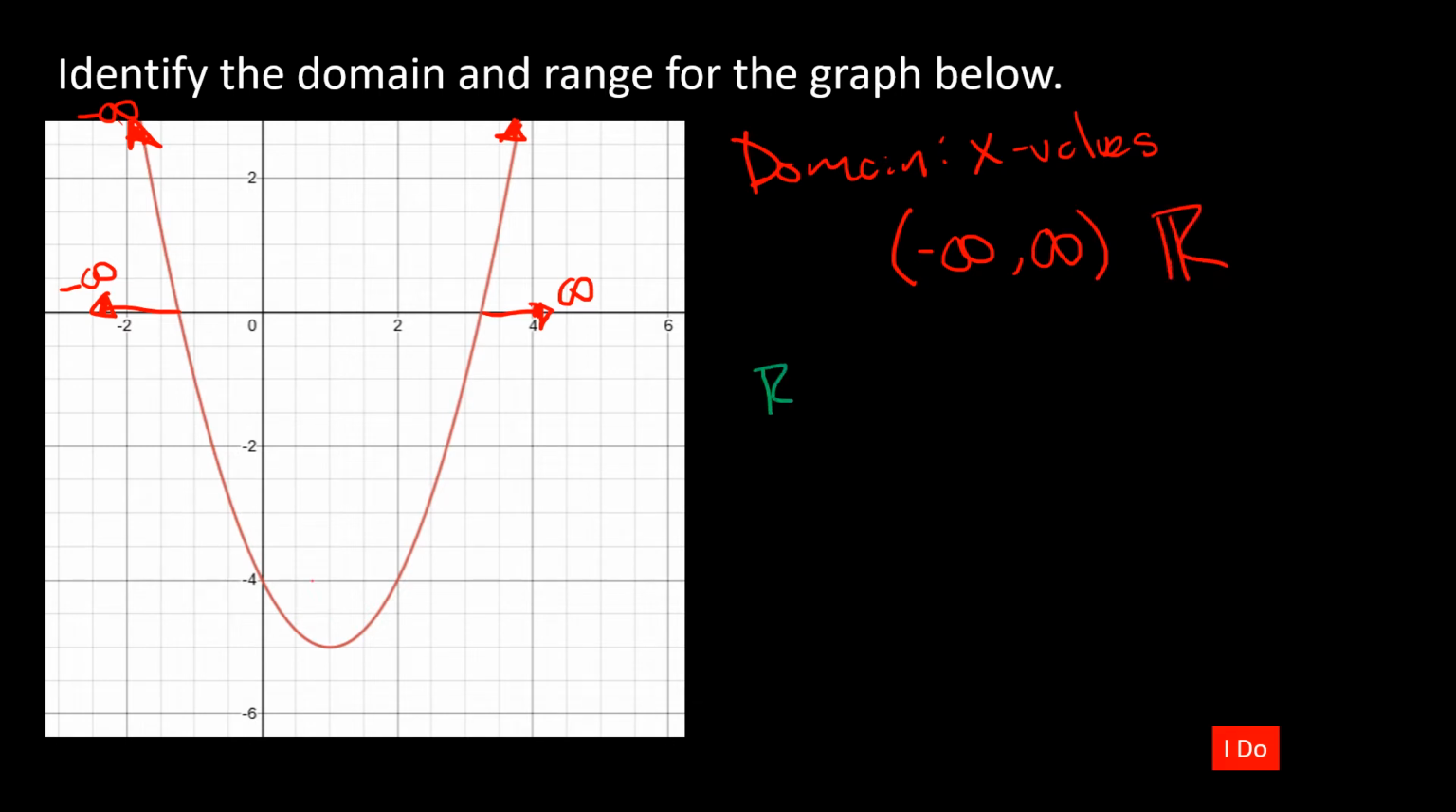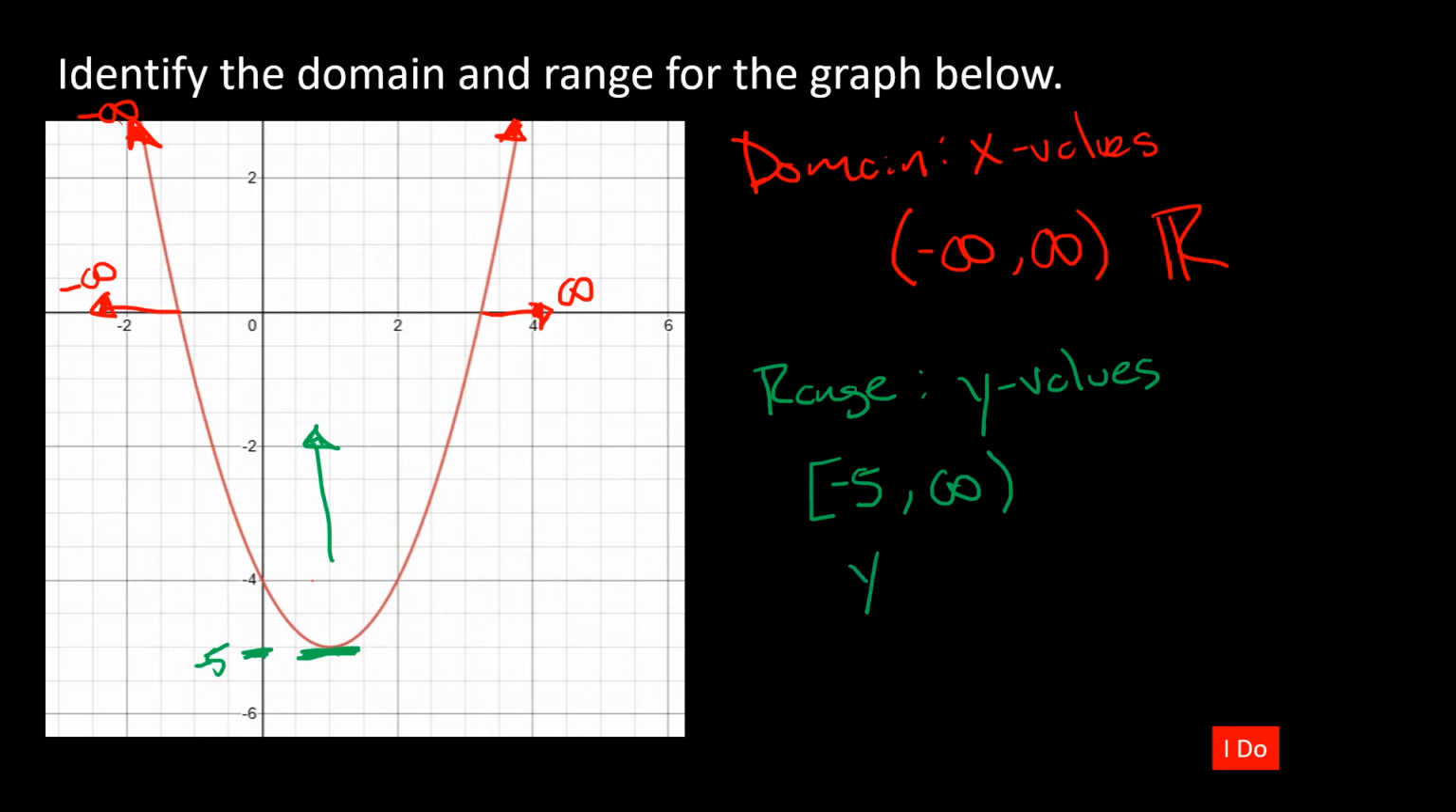Our range is our y values. Okay, how far up and down do we go? We always start at the bottom. So when we look at this graph, we see that the lowest we go when we're reading the graph here is at -5. So we're going from -5, and we go up forever, and we'd be going up to infinity. We could also read that as y is greater than or equal to -5 in our set notation. And again, this needs to be in terms of y because we're talking about the range.